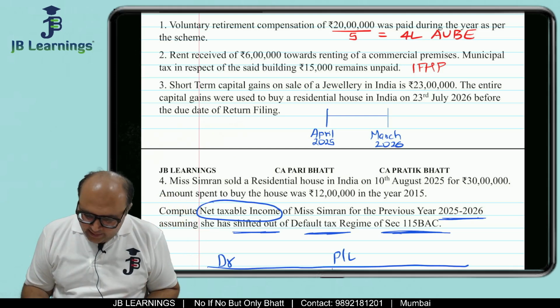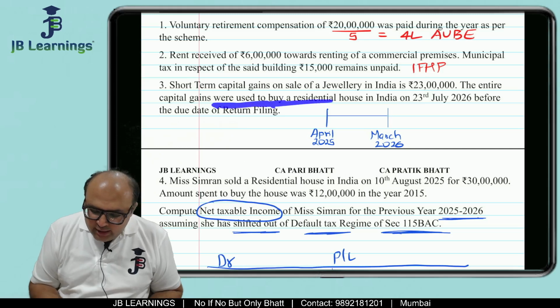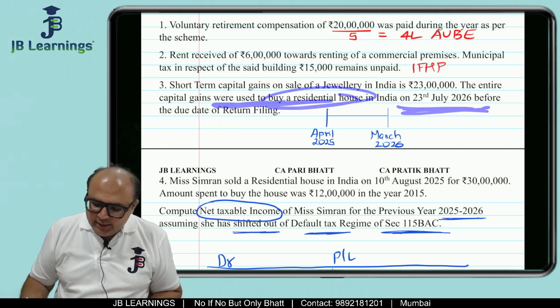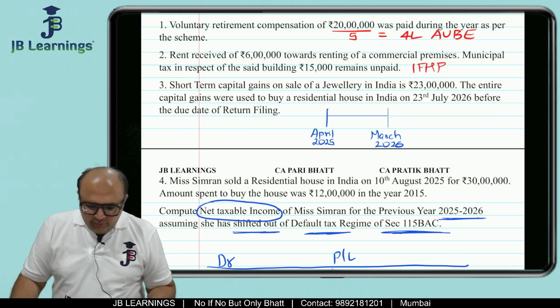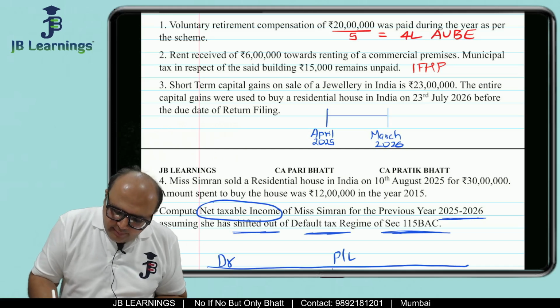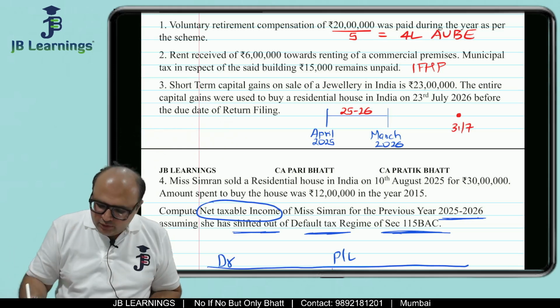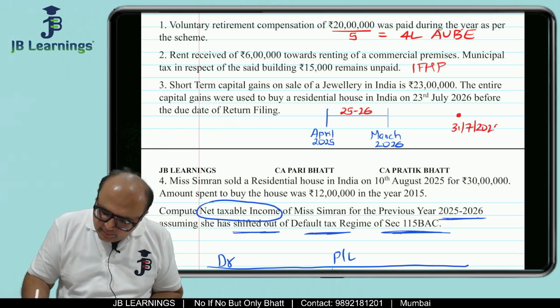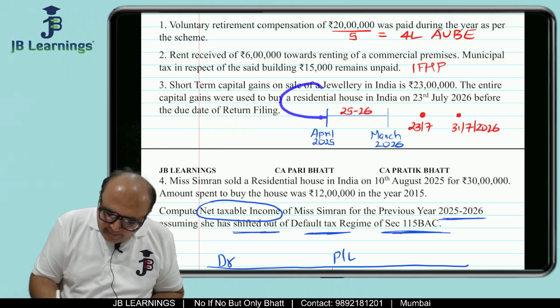Wow. The entire capital gain, means this 23 lakh, was used to buy a residential house in India on 23rd July before the due date of return filing. Now, friends, the year which is applicable to us is 25-26. The due date, now we assume that there is no audit, the due date is 31st July 2026. Now they are saying on 23rd July they have bought a residential house.